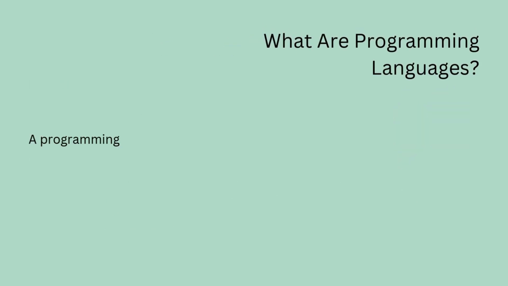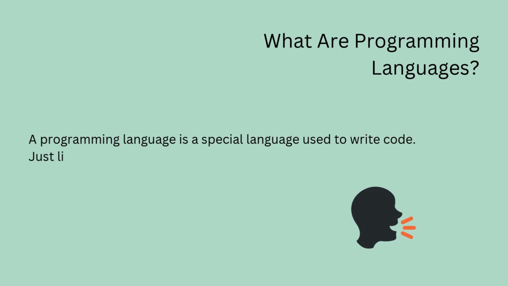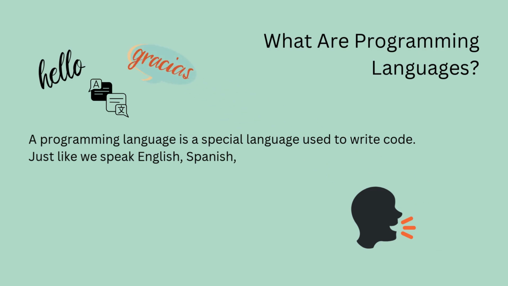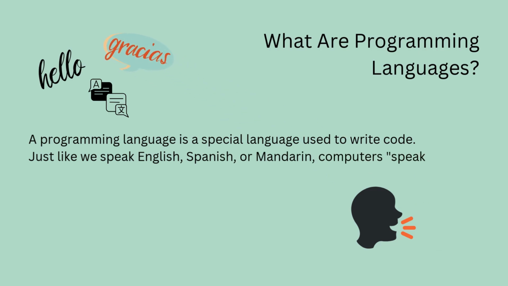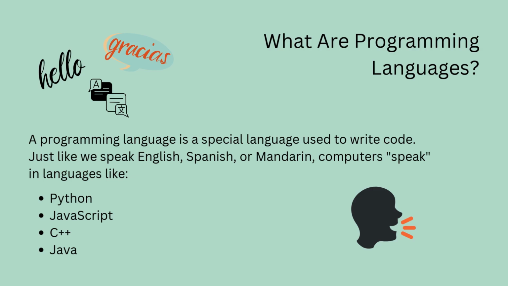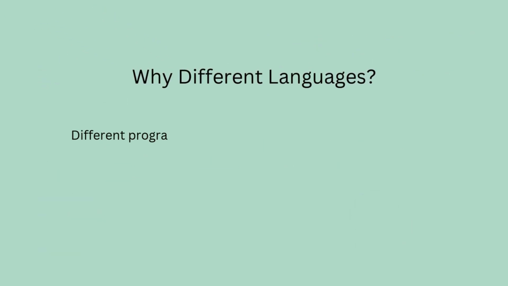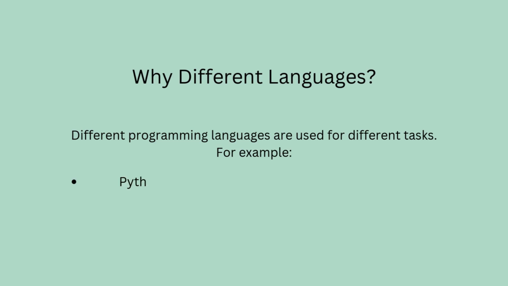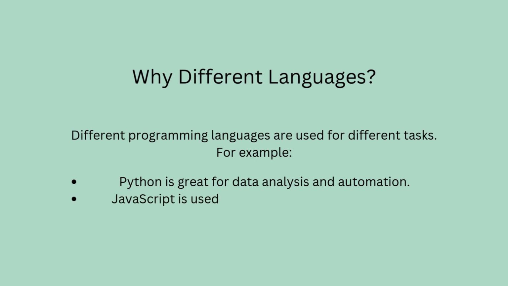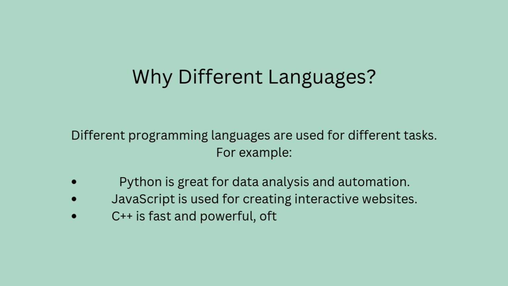What are programming languages? A programming language is a special language used to write code. Just like we speak English, Spanish, or Mandarin, computers speak in languages like Python, JavaScript, C++, Java. Why different languages? Different programming languages are used for different tasks. For example, Python is great for data analysis and automation. JavaScript is used for creating interactive websites. C++ is fast and powerful, often used in video games.